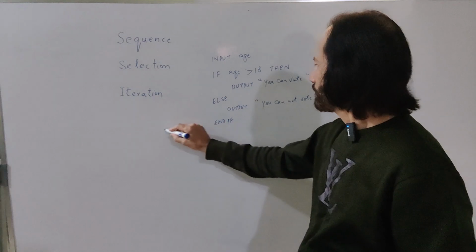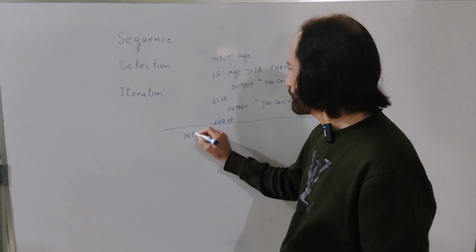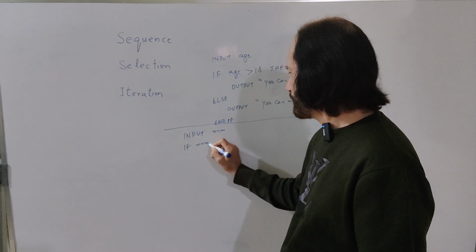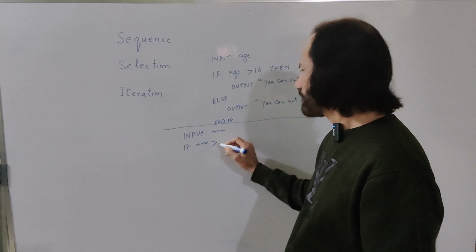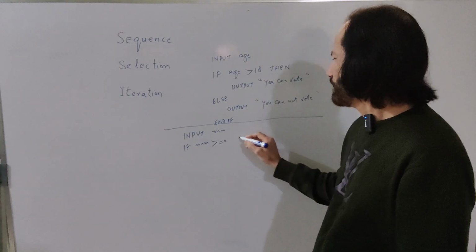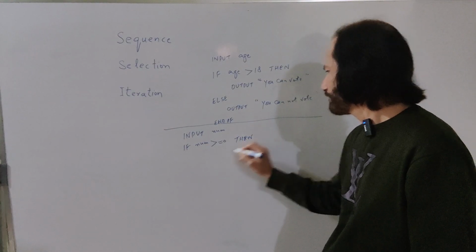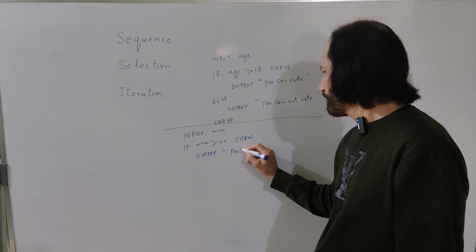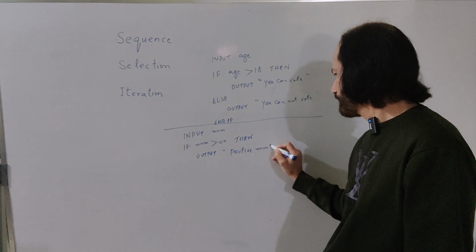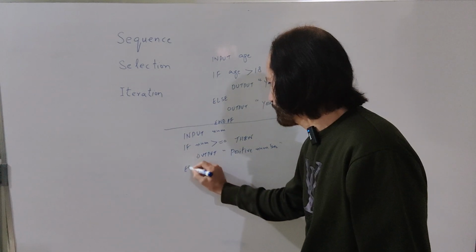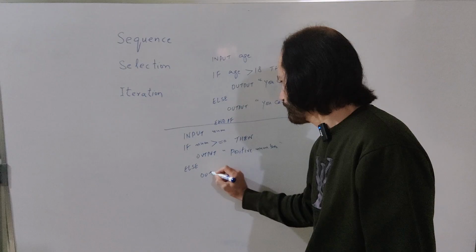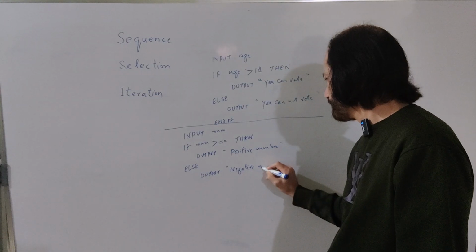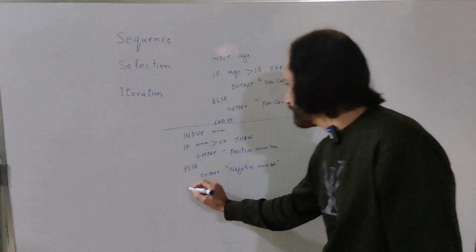Now ask the user, input a number. If number is greater than, if you want to include 0, greater than or equal to 0, then output positive number, else output negative number.